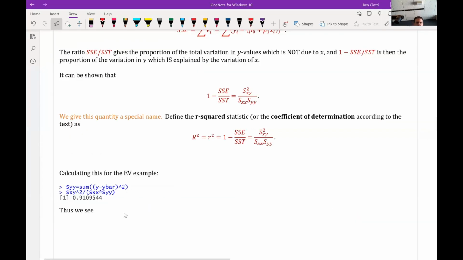All right. Thus, we see that about 91.1% of the variation in mileages is explained by the amount of charge that was on the electric vehicle battery.